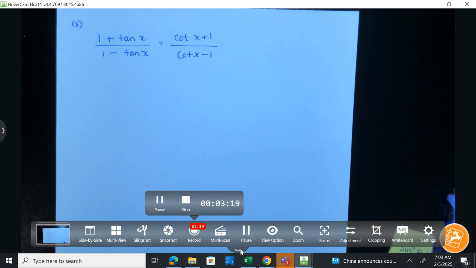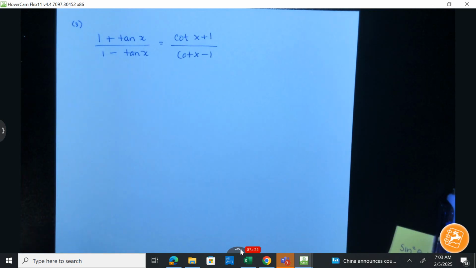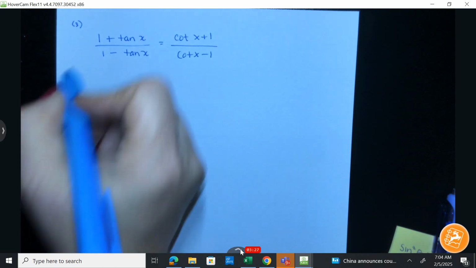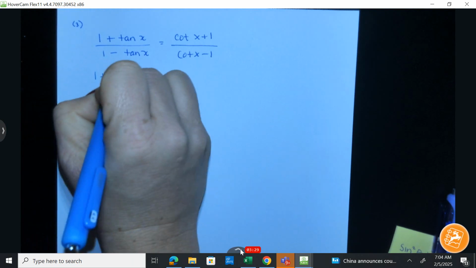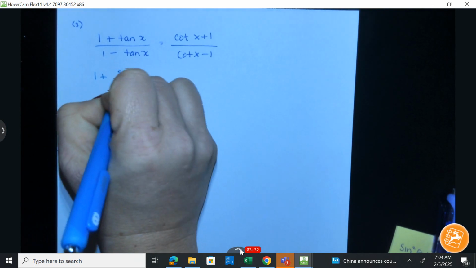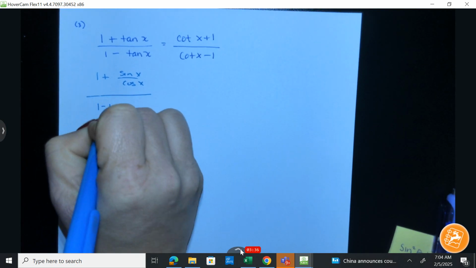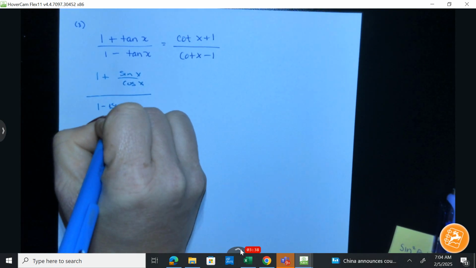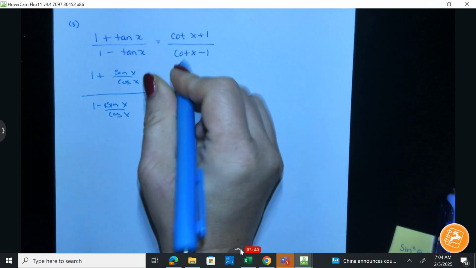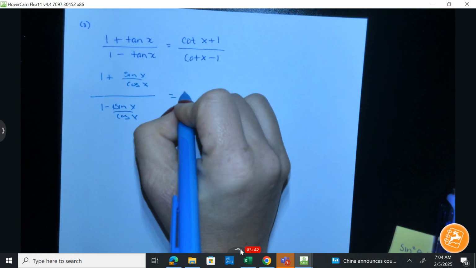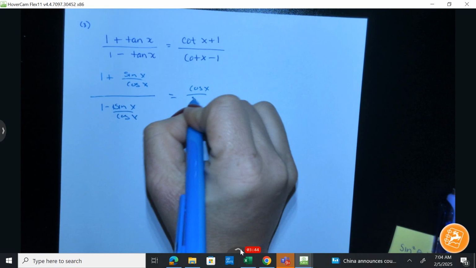This looks like it's going to be some work. I'm going to start by asking myself, how could I go about rewriting this? What would be to my advantage? I'm going to rewrite tangent as sine over cosine. And down here, I'm going to rewrite it as sine over cosine. Now on the right-hand side, I know cotangent is cosine over sine.